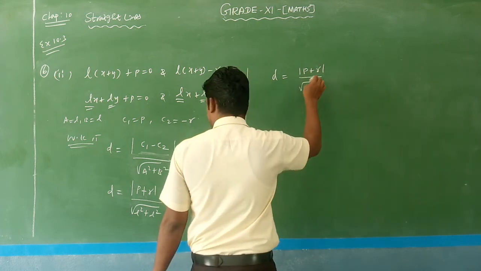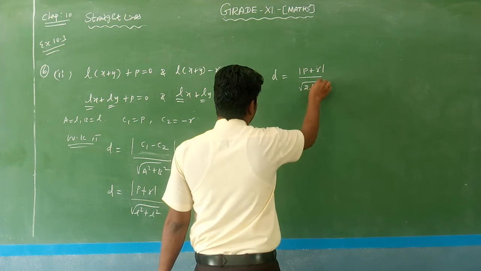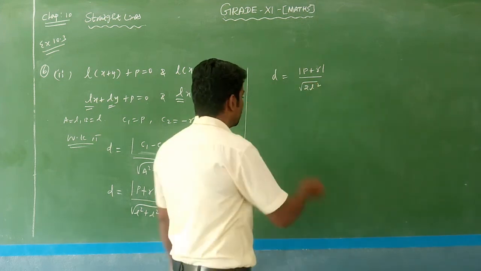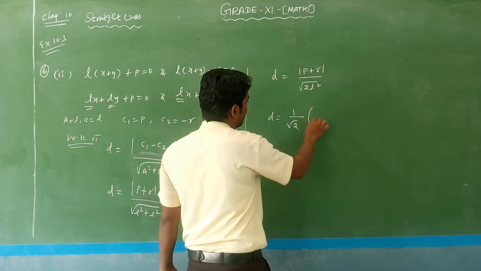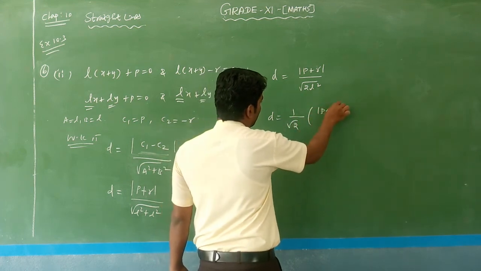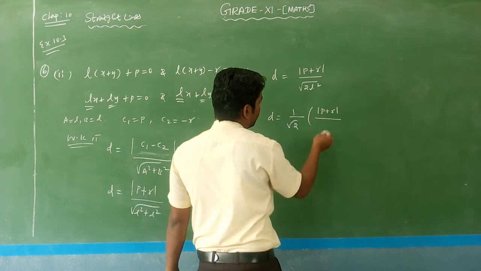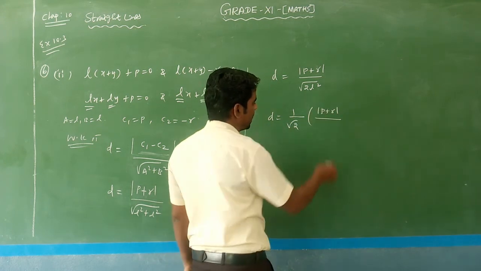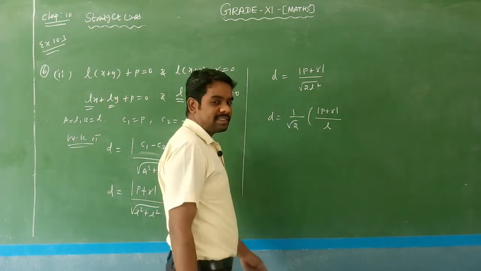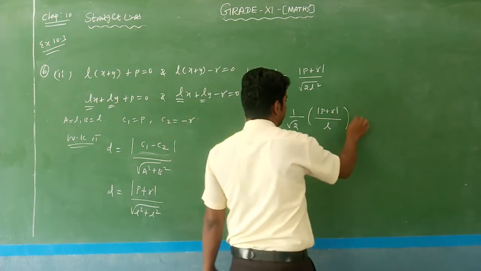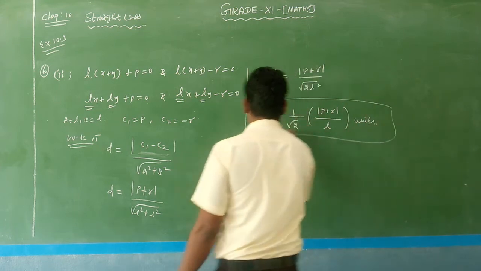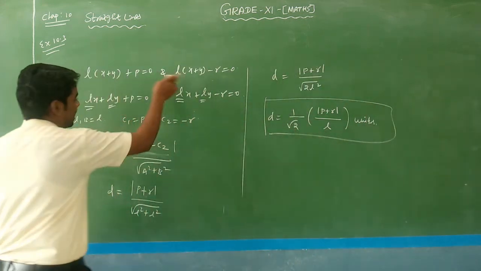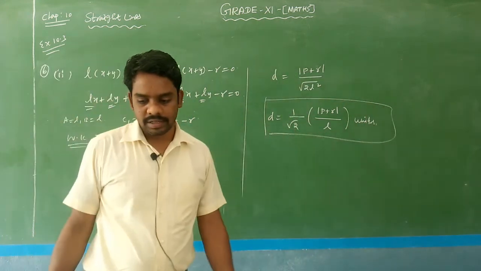So simplify this value. So d is equal to modulus of p plus r divided by root of L squared plus L squared, which is 2L squared. So d is equal to 1 by root 2 into modulus of p plus r divided by root of L squared. Root of L squared is L. This is the required distance between these two parallel lines. Okay, right.